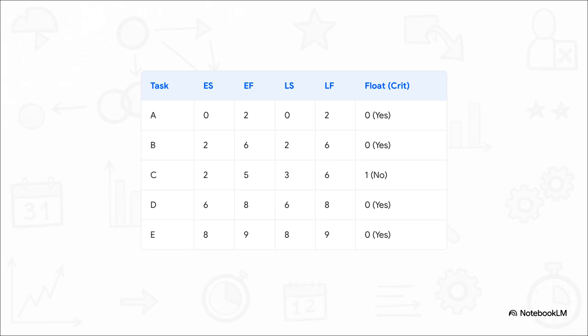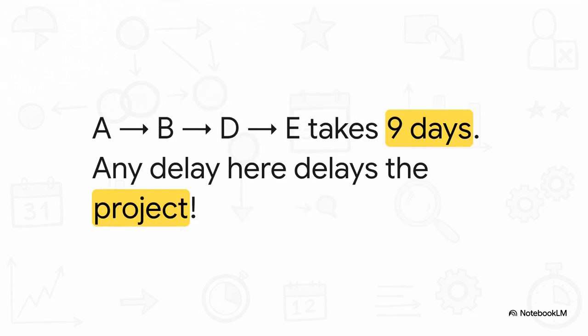Look really closely at task C. Its early start is day 2, but its late start is day 3. It could start on day 2 or day 3 and the project would still perfectly finish on day 9. That's what float looks like in reality. But look at task B. Early start is 2, late start is 2. 0 float. It is rigid. Because they have 0 float, any delay in tasks A, B, D, or E delays the entire 9-day project. That sequence right there is our critical path, A to B to D to E.